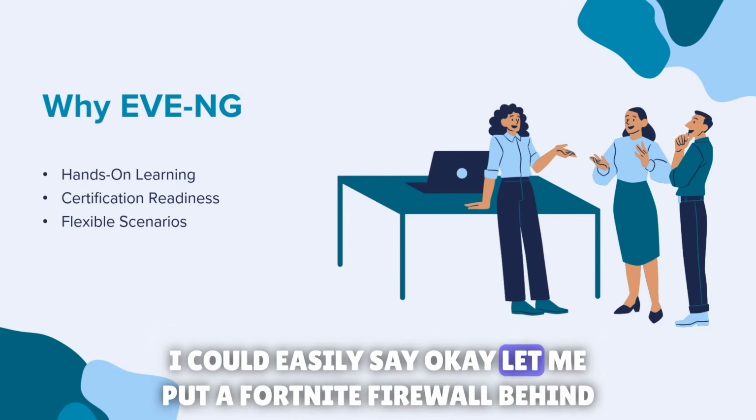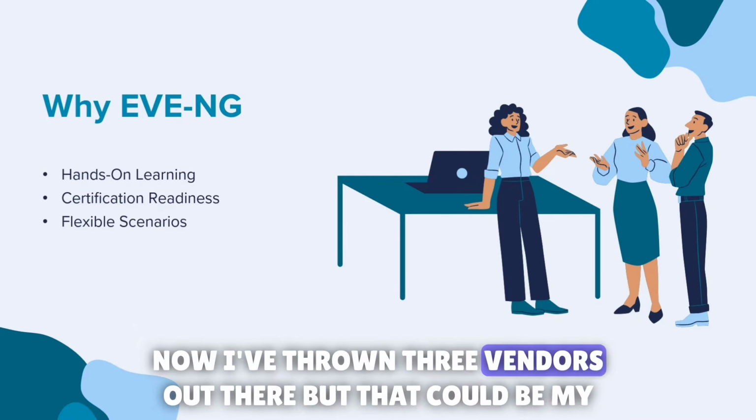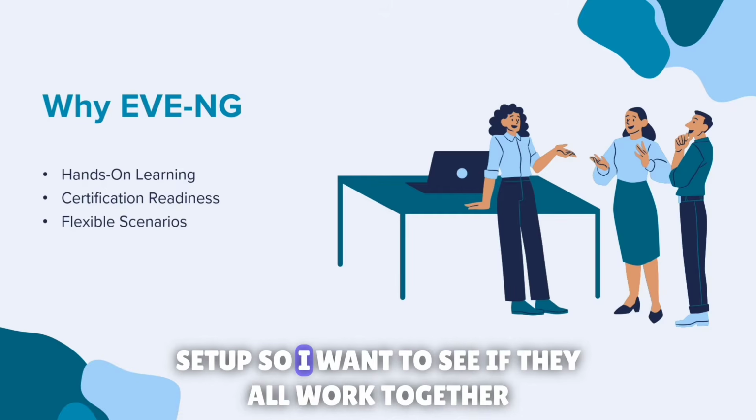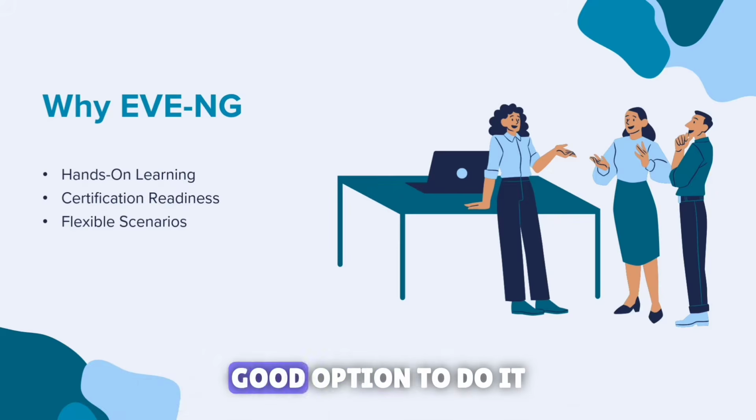I could easily say, okay, let me put a Fortinet firewall behind a Cisco distribution switch followed by Juniper access switches. Now I've thrown three vendors out there, but that could be my setup. So I want to see if they all work together if I want to try and test a certain protocol. That's another good option to do it.